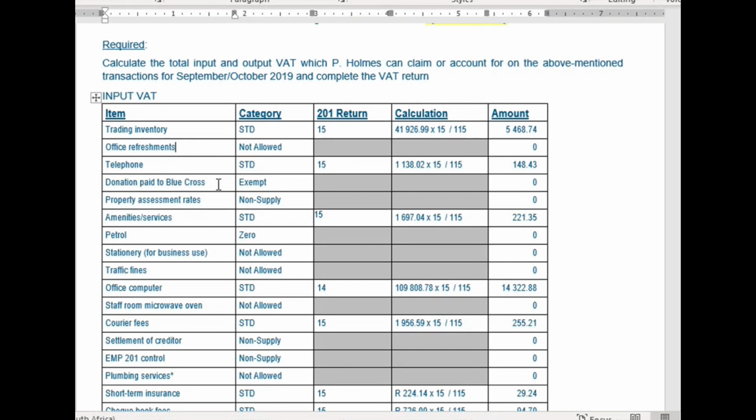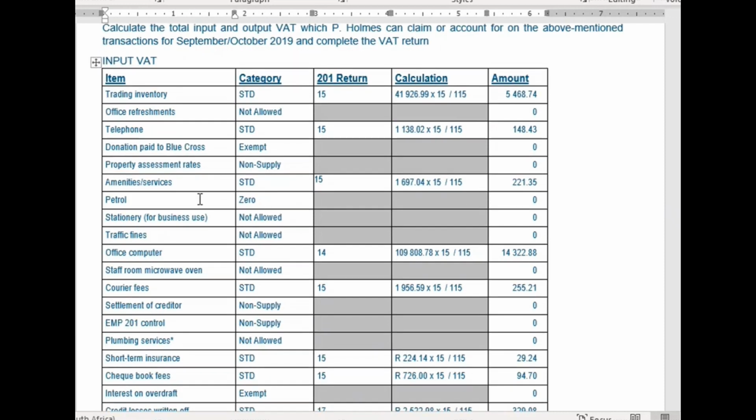Donations paid to Blue Cross is exempt. Okay, so we cannot claim that. Property assessment rates is not a supply. Remember, the property assessment rate is a tax. You cannot pay tax on tax, so therefore it's a non-supply, and you record the 0.